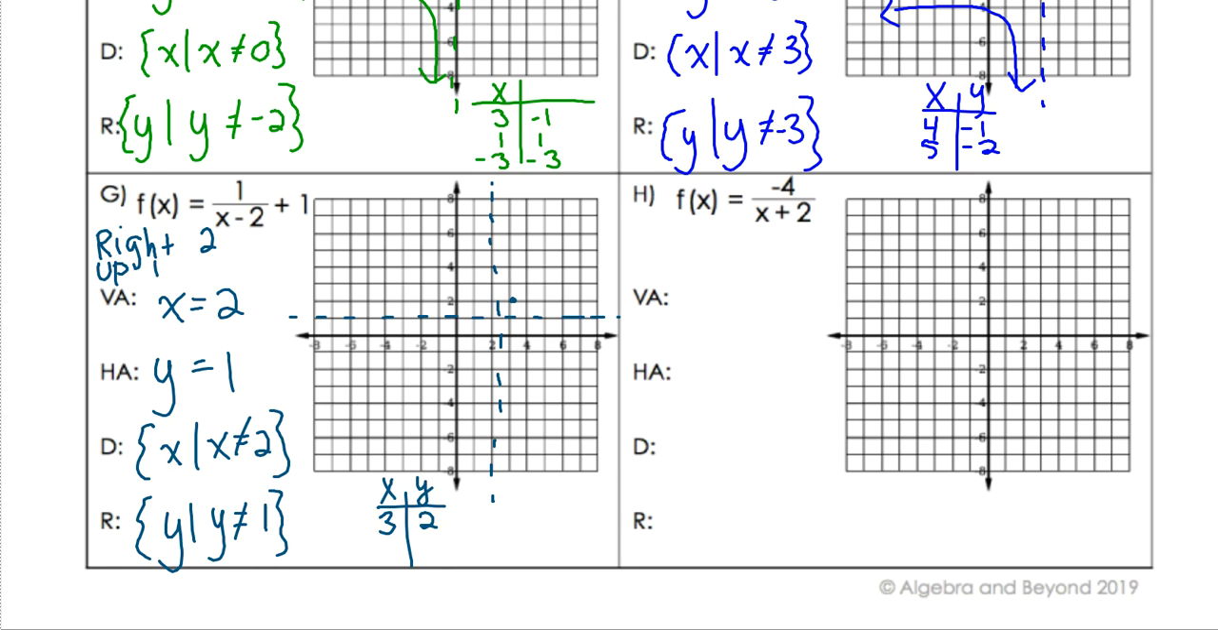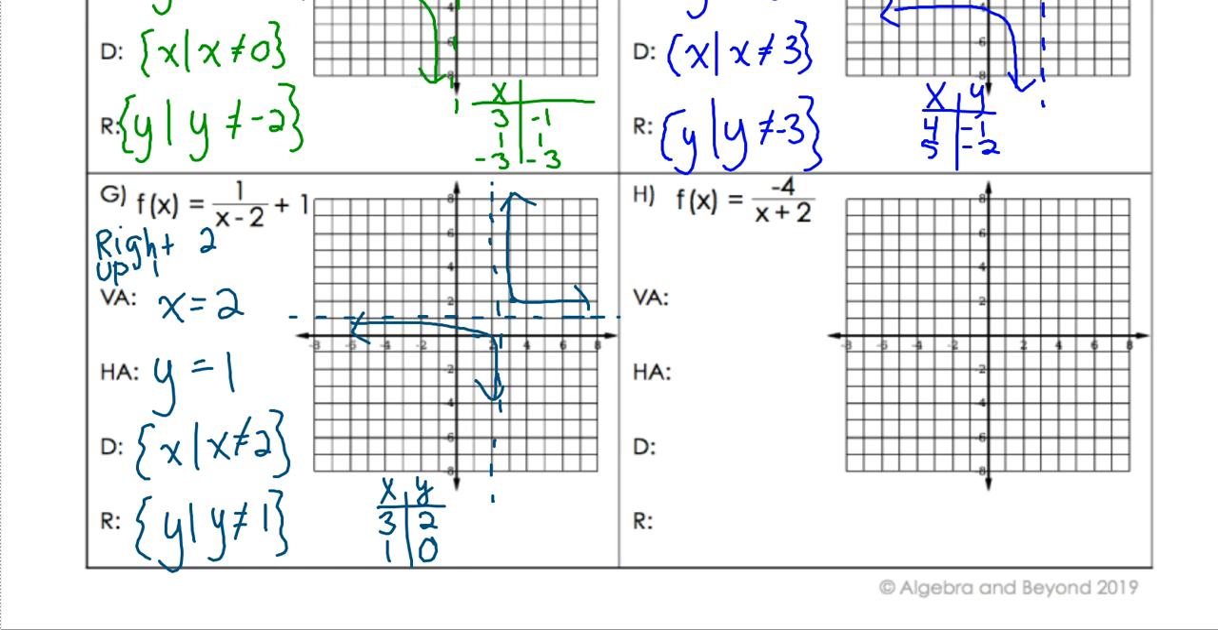And then let's try a negative 1. So what would give me negative 1 in the denominator would be positive 1. So 1 minus 2 is negative 1. 1 divided by negative 1 is negative 1, plus 1 is 0. So I know that over at 1, I'm at 0. So you get a feel. There's no stretch or shrink here, so it's pretty close to where those asymptotes meet.